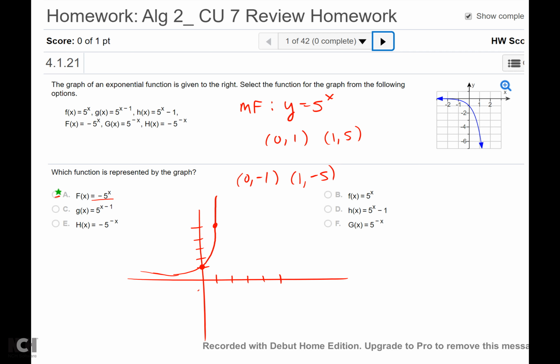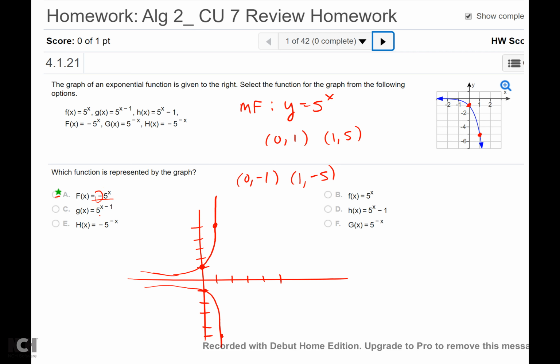So if I plotted those points, (0, negative 1), (1, negative 5), then this would look like this, which is what that looks like. That's exactly what it is. So it's got to be the negative. I assumed it was that one, not just because it was first, but because this was flipped upside down. And to reflect over x, you've got to multiply the y's by a negative, which means it's got to be outside, or on the ground, not with the x.